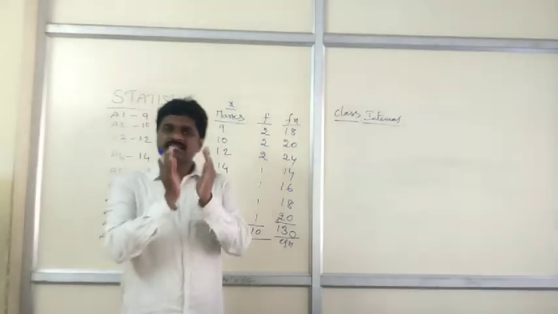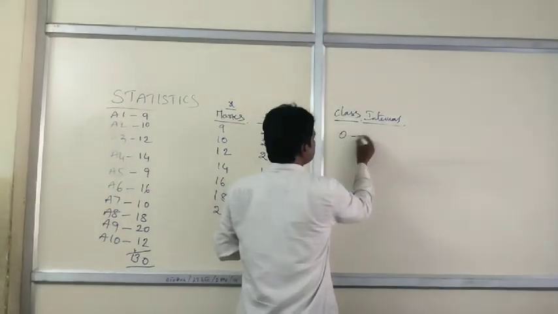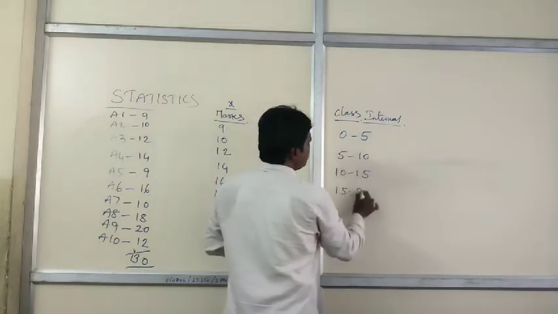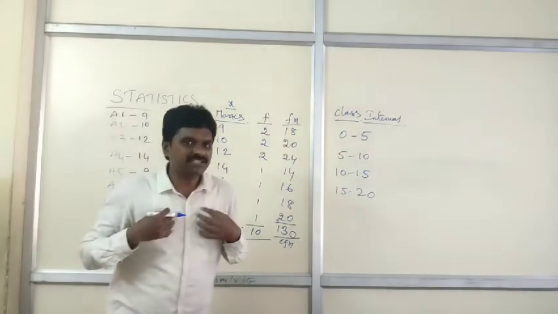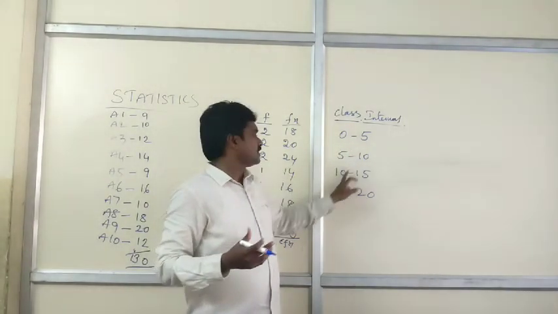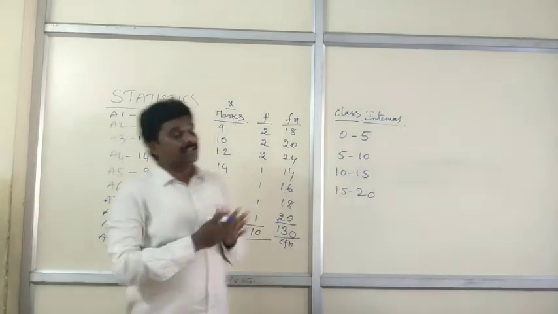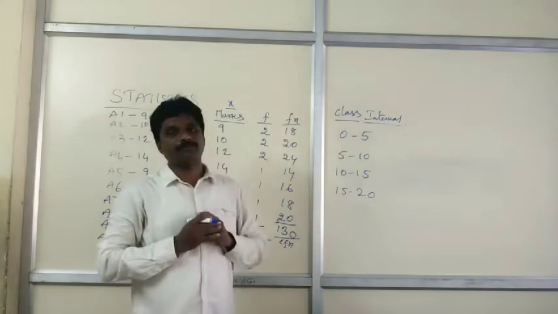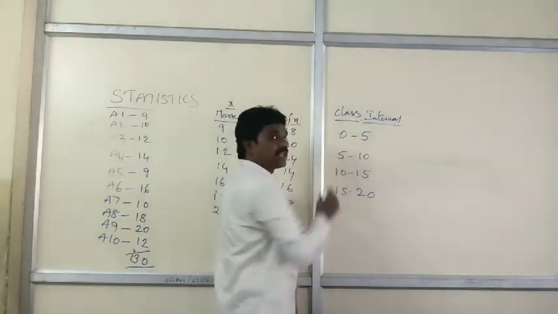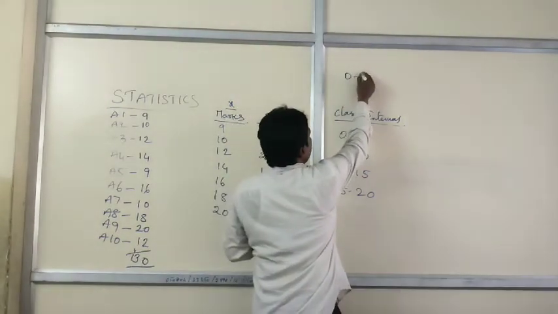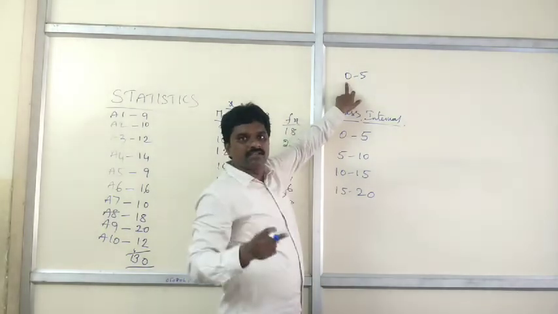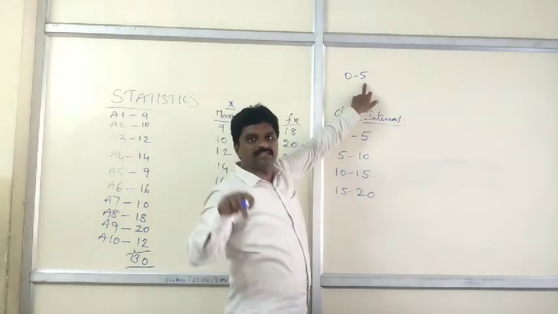So now I am arranging the marks in groups. The classes are 0 to 5, 5 to 10, 10 to 15, 15 to 20. My intention is to find how many students got 0 to 5 marks, 5 to 10 marks, 10 to 15 marks, 15 to 20 marks. This is called grouped data. This is called a class interval. In the class interval 0 to 5, 0 is called the lower limit and 5 is called the upper limit.